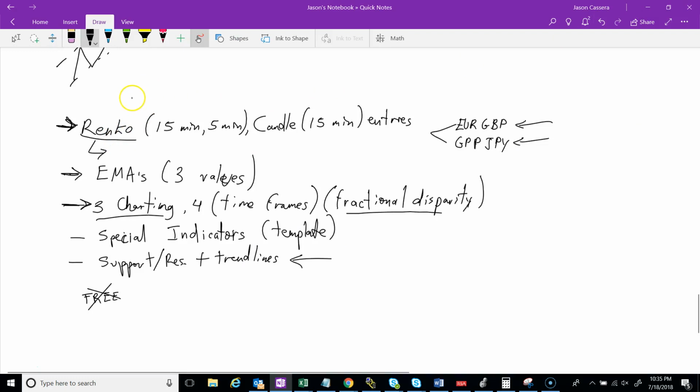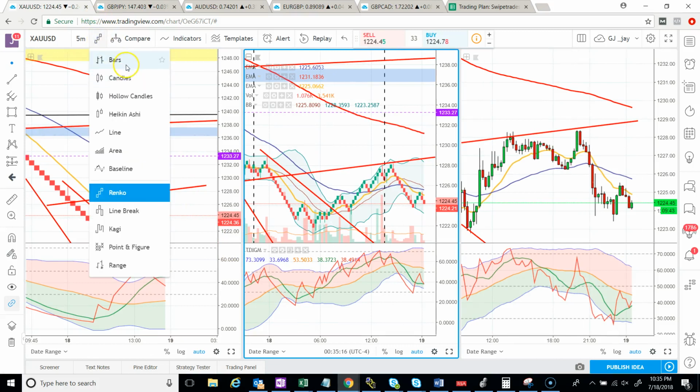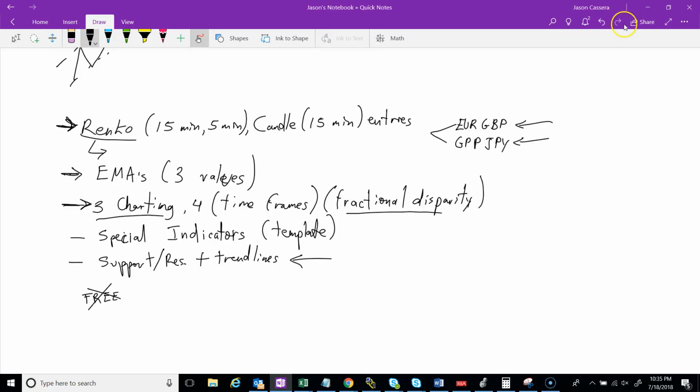Now, what's funny about that is, why would they limit you? They actually allow you to have everything else, right? They allow you to have bars, candles, hollow candles, not Heikin-Ashi. We're actually going to go over this. I use this sometimes. They allow you to use line, area, baseline, and some of these other ones too. But they limit you to Renko, and they limit you to Heikin-Ashi. Now, isn't that kind of weird, right?